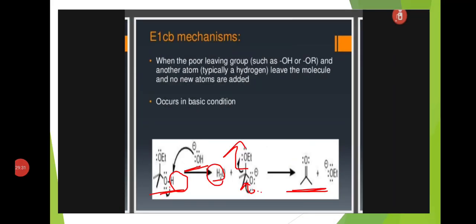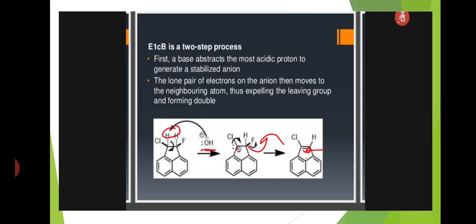And it involves the E1cB mechanism, when a poor leaving group such as hydroxy or alkoxy group and another atom leave the molecule and no new atoms are added, and it occurs in basic condition. Here, in the presence of base, hydroxy group loses hydrogen and oxygen gets a negative charge. This negative charge shifts to the adjacent atom and loses the leaving group. This is the E1cB mechanism.